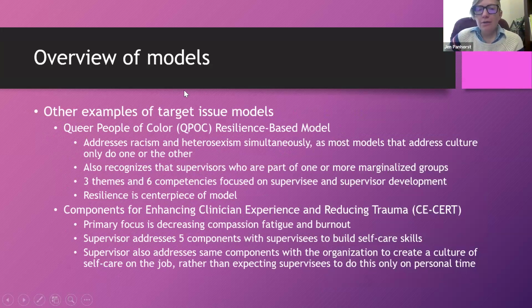So some other target issue models, there's the queer people of color resilience-based model, which is really trying to address racism and heterosexism simultaneously. A lot of the target issue models only address race or homophobia or heterosexism, and not both. It also recognizes that supervisors can be a part of one or more marginalized groups. I would say that's a real weakness of a lot of multicultural models for both therapy and supervision, is not recognizing that the provider or the supervisor can also be part of one of these groups, and sometimes multiple groups. So the themes and competencies in this model are focused on supervisee and supervisor development. And then the center of the model, because there's some nice imagery that goes with this one, is resilience.